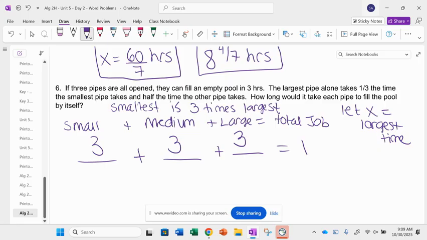Okay, so we said the largest is X. So then the smallest has to be 3X. And the time the smallest pipe takes and half the time the other pipe takes. So what does that mean? The medium pipe has to be 2X. You got it.